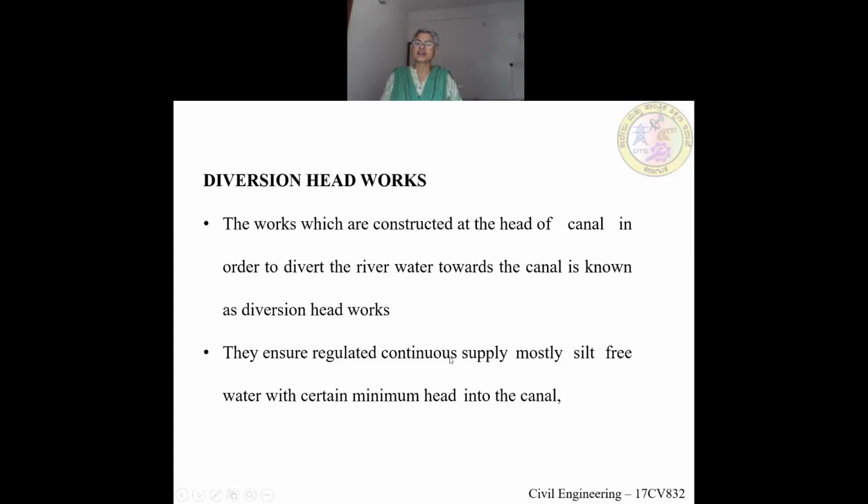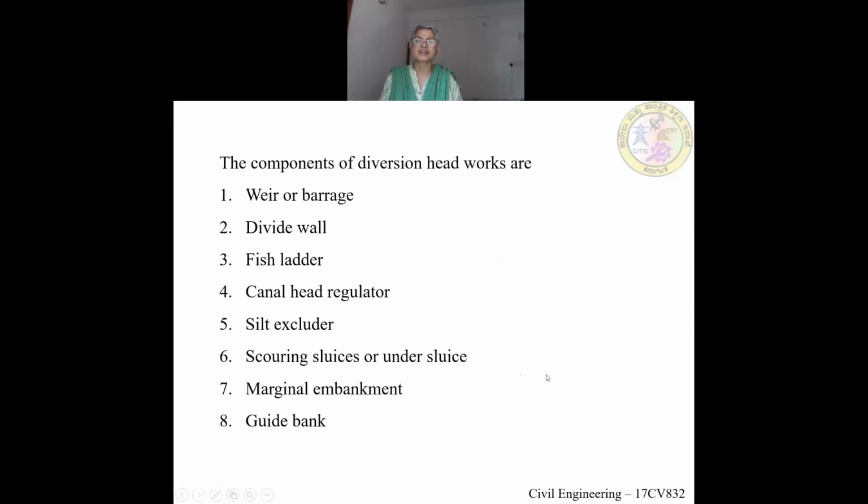So they will see that there is a continuous supply of water into the canal, and that too silt free, because silt excluders are constructed on the upstream side in which the silts get collected. So in the canal, silt-free water will be allowed through the canal head regulator. So these are the different components: weir or barrage, divide wall, fish ladder, canal head regulator, silt excluder, scouring sluices, and under sluice. So there are two things which you should be able to differentiate.